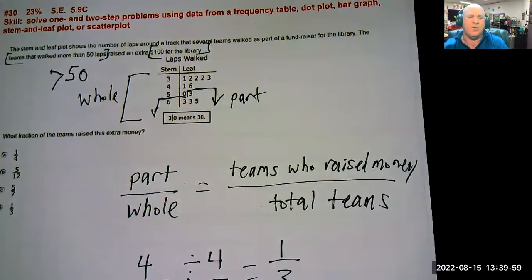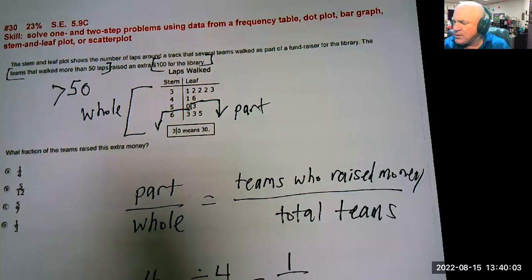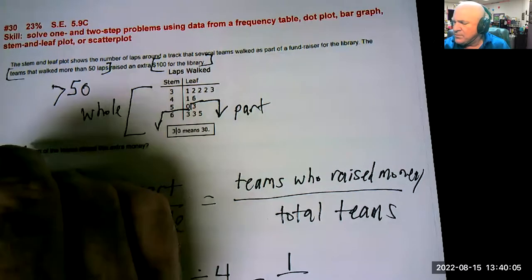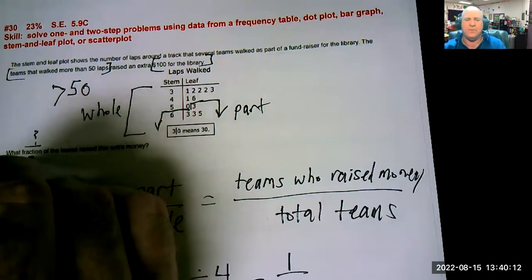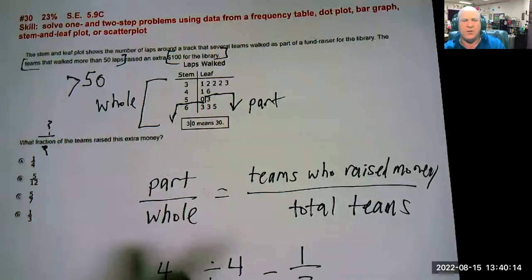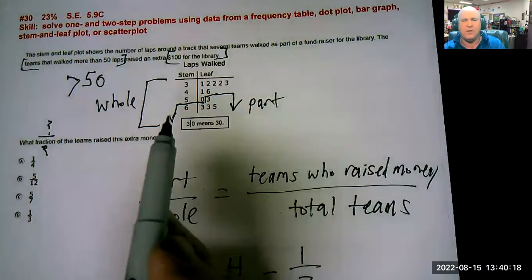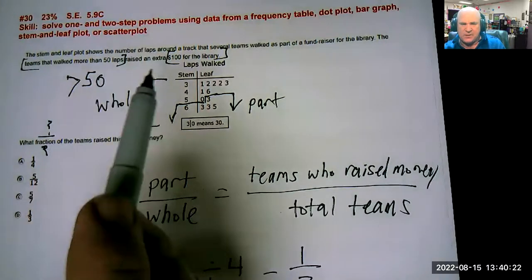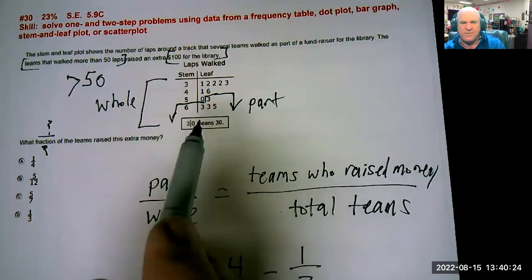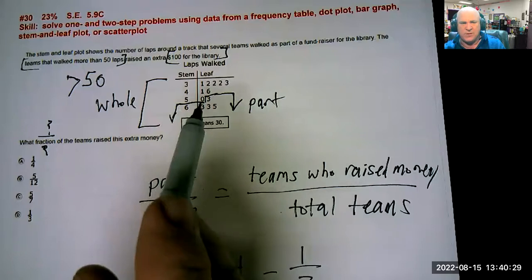So the question said, what fraction, numerator, denominator, raise the extra money? So the first thing you have to do is say, well, okay, they're asking about the ones who raised more than $50. So I'm going to have to split the 50s down the middle, because 50 is not greater than 50. 50 is equal to 50.